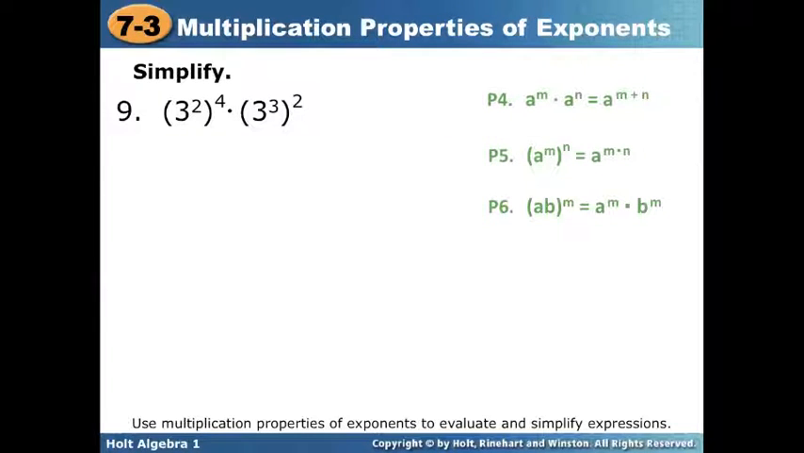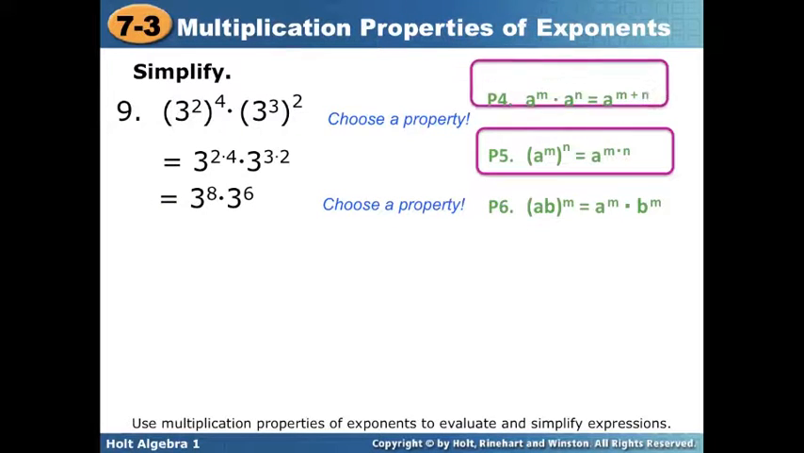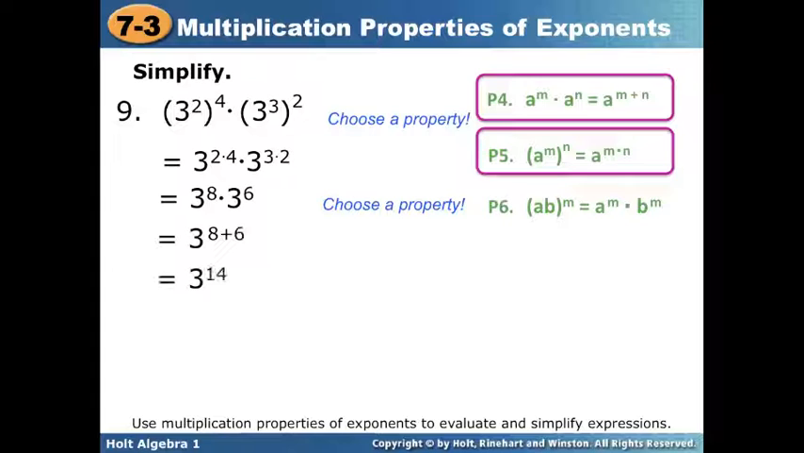Example number 9. We have 3 squared to the 4th power times 3 to the 3rd squared. Start with property number 5. We have a power to a power, so we multiply. So 2 times 4 and 3 times 2. So we now have 3 to the 8th, 3 to the 6th. Now that we have like bases, you will add your exponents. 8 plus 6. So we have 3 to the 14th.